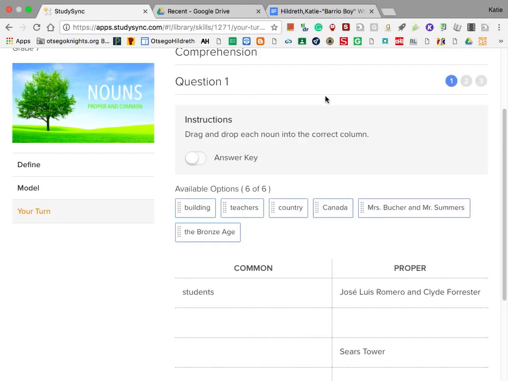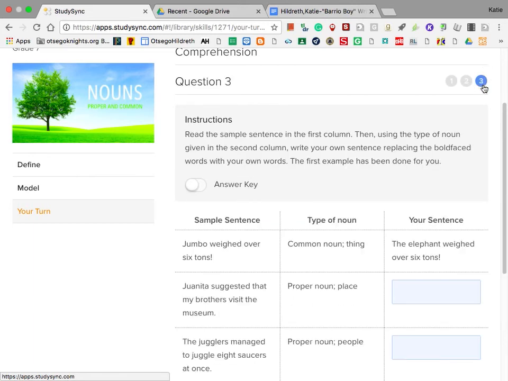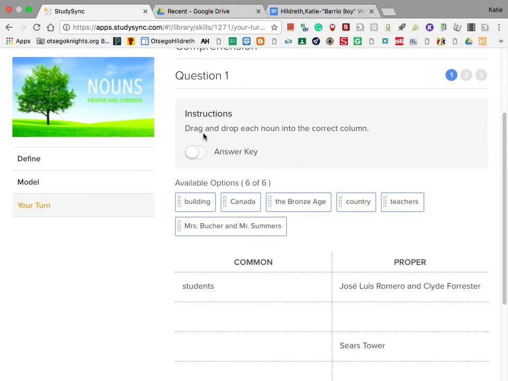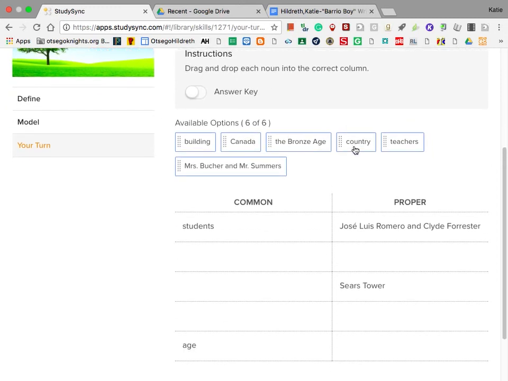Okay, so there's three parts. There's question 1, there's question 2, and there's question 3. All right. Under question 1, you're going to drag and drop each noun into the correct column. So, if you look, there are 6 nouns. You have building, Canada, the Bronze Age, country, teachers, Mrs. Booker, and Mrs. Summers.